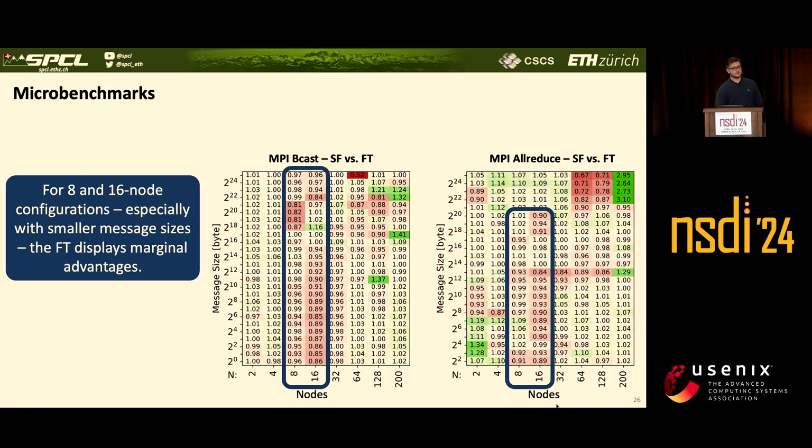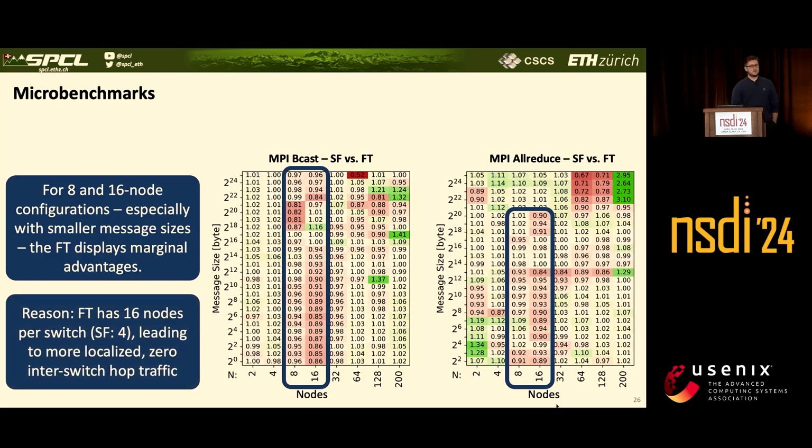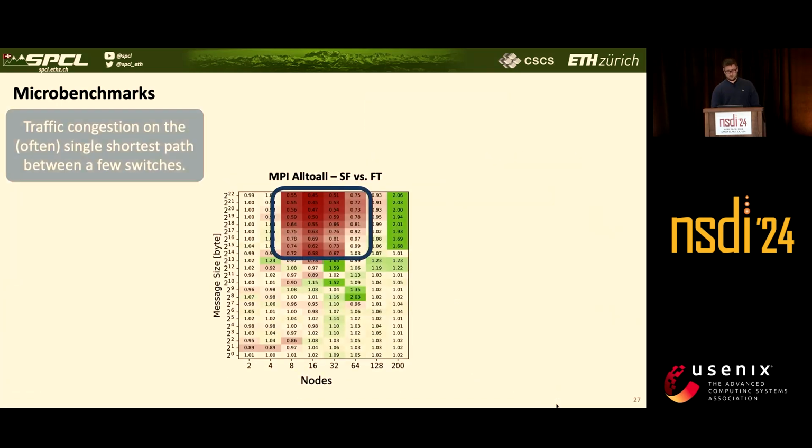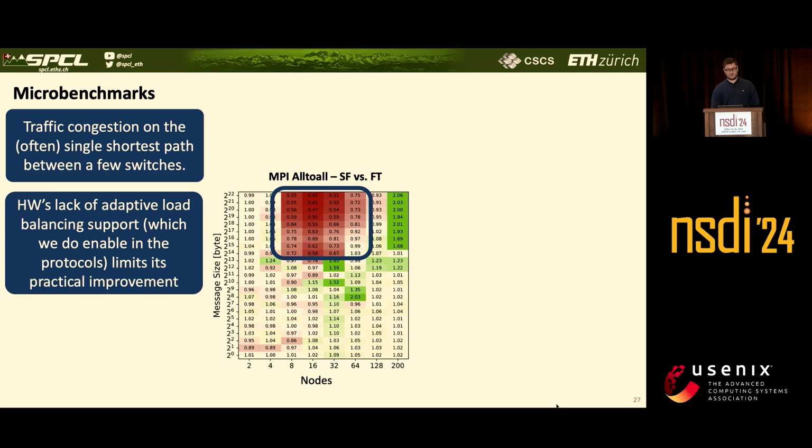The reason for this is very simple, because behind a single leaf switch on the fat tree, there's 16 nodes, right? So with linear placement, there's 0-hop communication between these 16 nodes. So especially for smaller message sizes where we are very much latency bound, this will be marginally more efficient than on the SlimFly where we only have 4 nodes per edge switch.